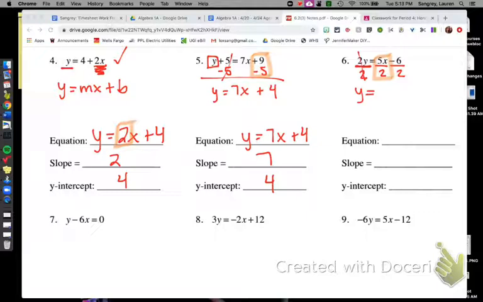Think of it as a fraction. Does it reduce? The answer is no, so we can leave it as 5x/2. Now I'm looking at this last term. It's a -6/2. Does that reduce? The answer is yes. -6 divided by 2 is -3. So there's your new equation. Your slope is 5/2. Your y-intercept is -3.